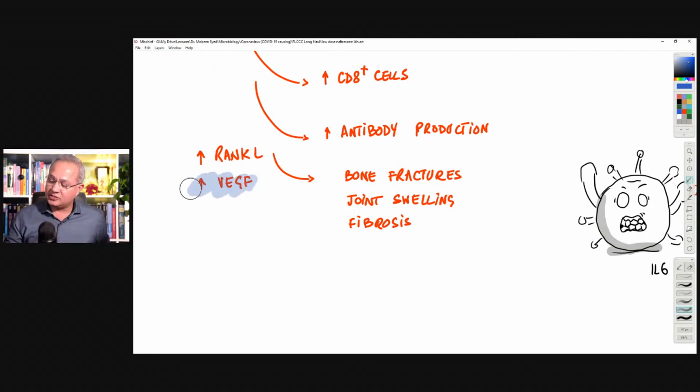When interleukin 6 is produced, it also increases VEGF. You may have heard the word VEGF so many times from, for example, Dr. Yo. Vascular endothelial growth factor. That causes a number of vessels. That is what its name is, vascular endothelial growth factor. So if you start growing vessels in a person's body, the person is in trouble.